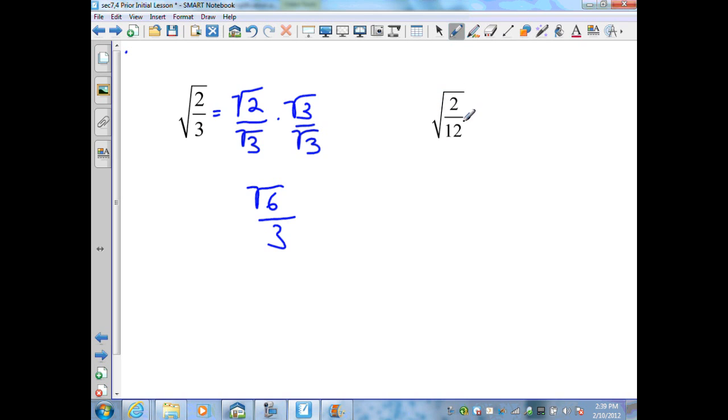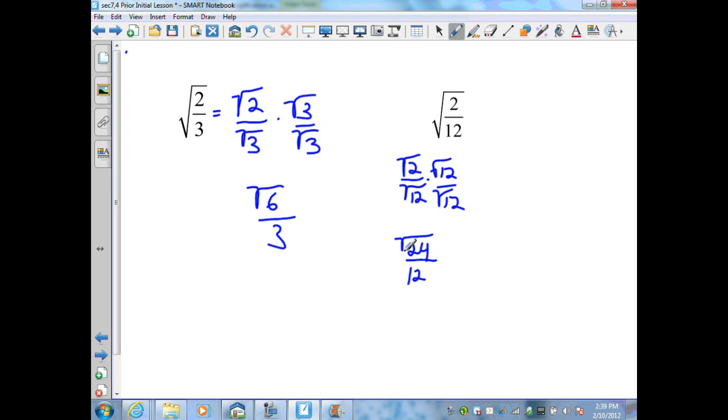My next example, there are 2 ways to perform this. One, I could break this up as I did my previous example, the square root of 2 over the square root of 12, and then rationalize the square root of 12 over the square root of 12. That gives me the square root of 24 over the square root of 12 times the square root of 12 is the square root of 144, which is 12.